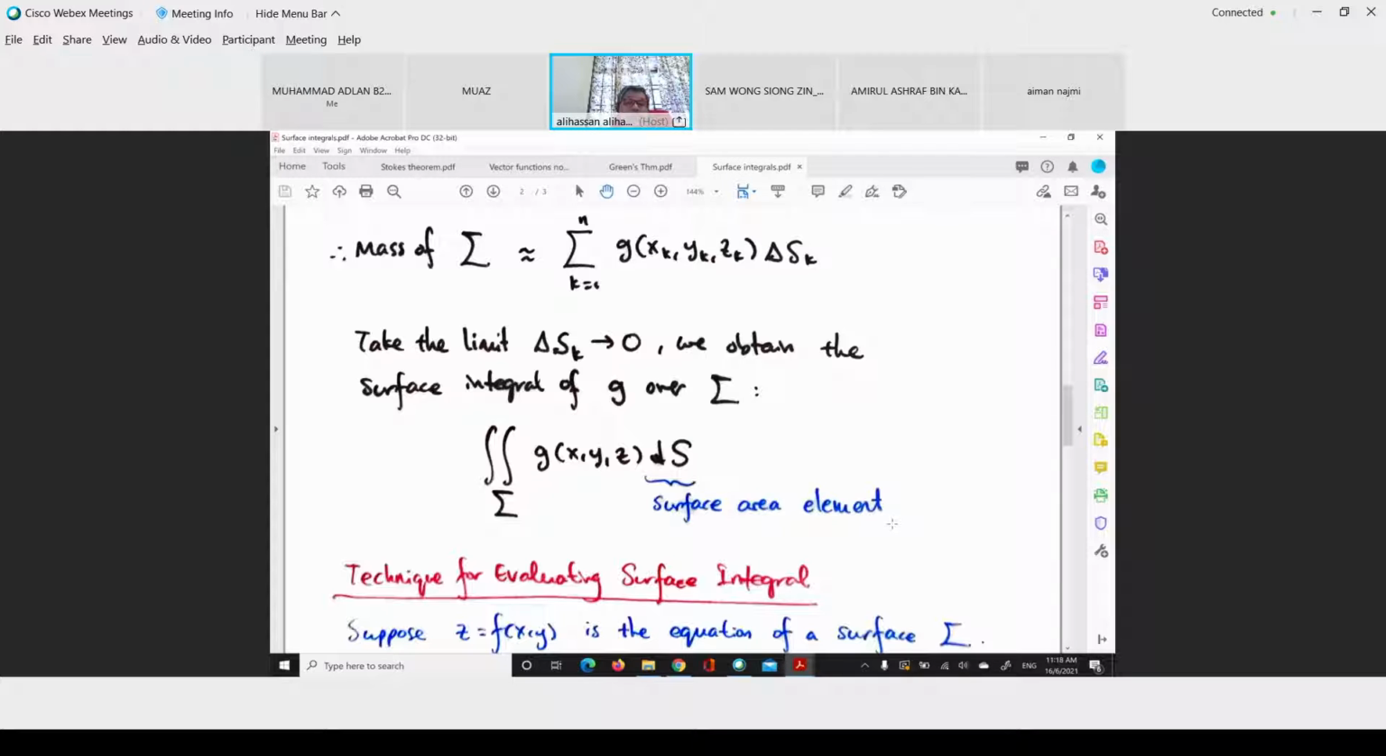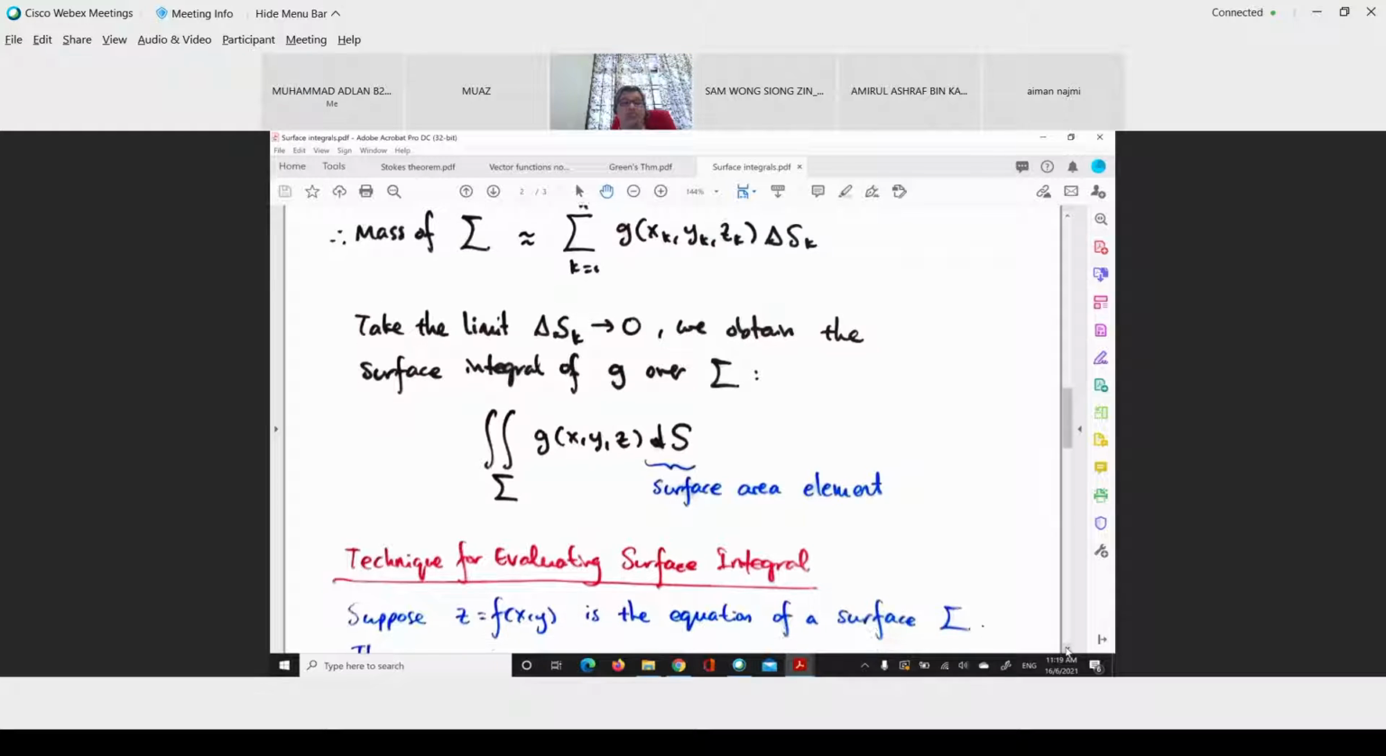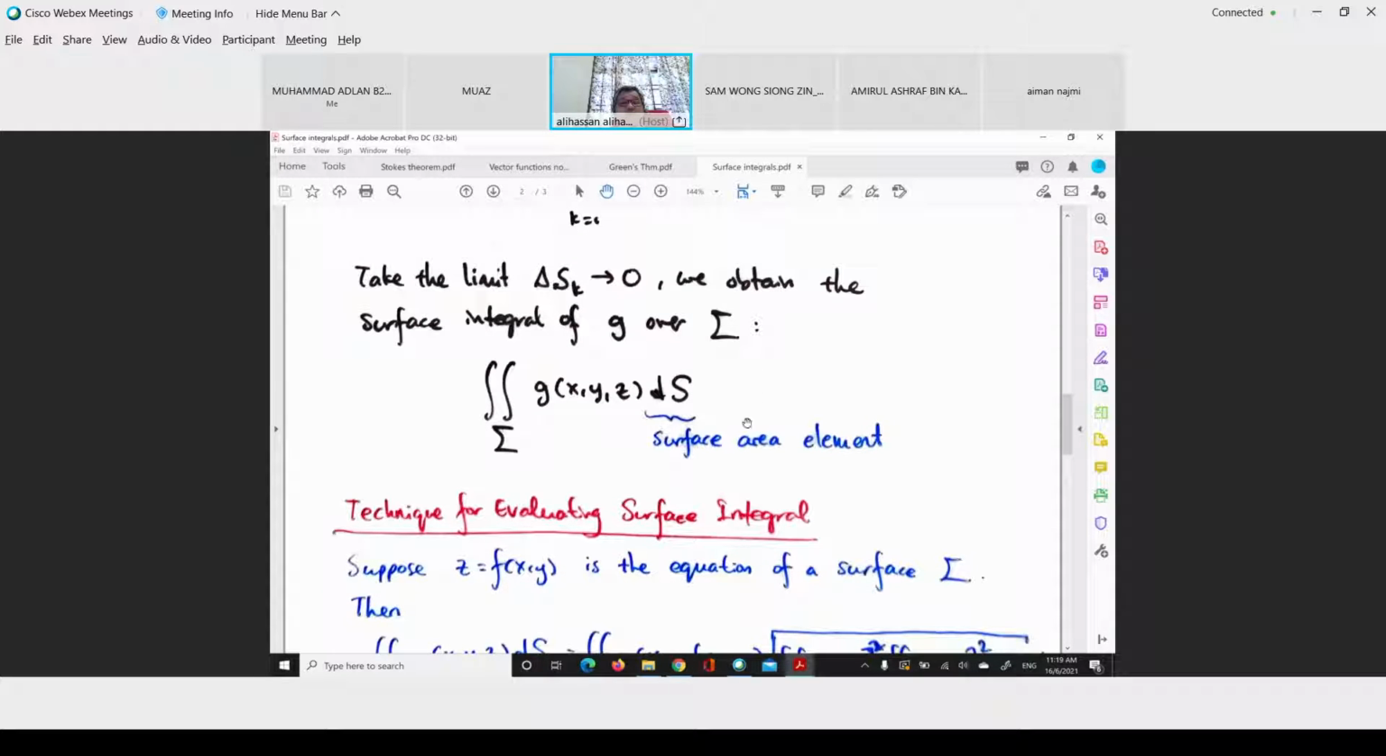So this is a surface integral. This double integral is over a surface. It's not over a region on the xy plane. It is a double integral over a surface, so that's why we use the area element here, dS. So how do we evaluate this surface integral here?